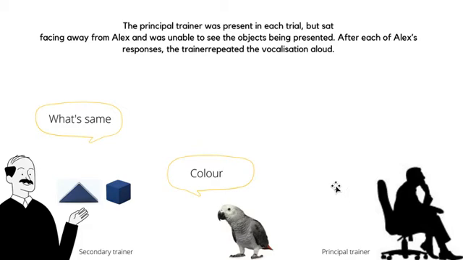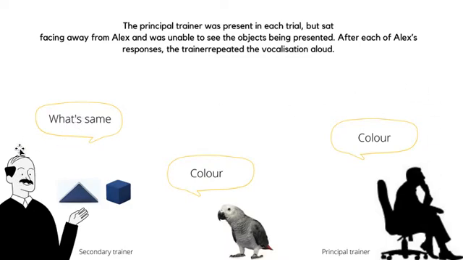So for example, let's say this is the first trial and the secondary trainer presents him with a blue wooden triangle and a blue wooden cube, okay, square. And the question was, what is same? Then Alex says, color. So the principal trainer's job is basically to repeat what Alex says, color.